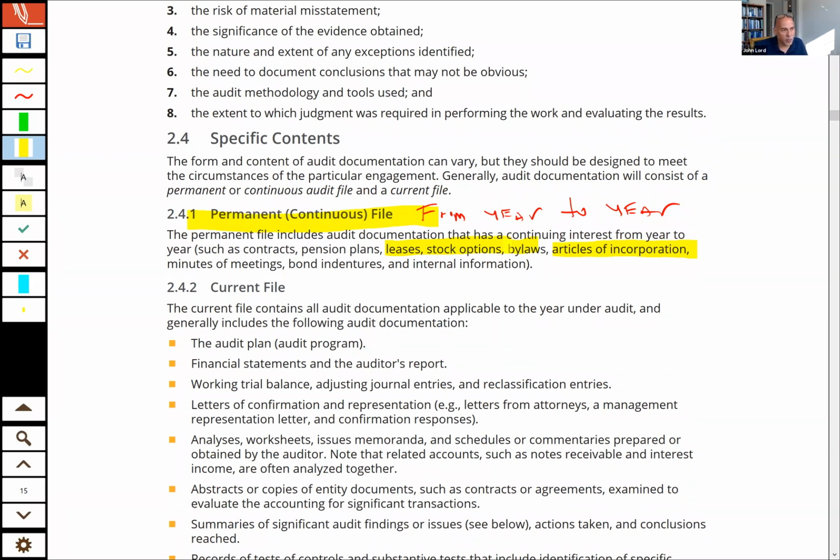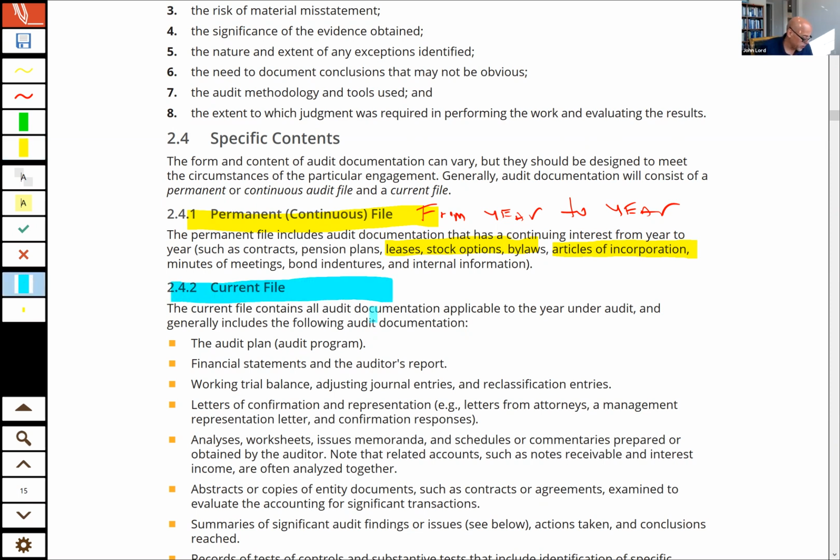So, you don't want to keep going back to your client every year and saying, can we have the articles of incorporation? Well, we gave it to you last year. Okay, here it is again. You come back the next year. Can we have the articles of incorporation? What's wrong with you? We gave it to you last year. So you put those kind of things into the permanent file, okay?